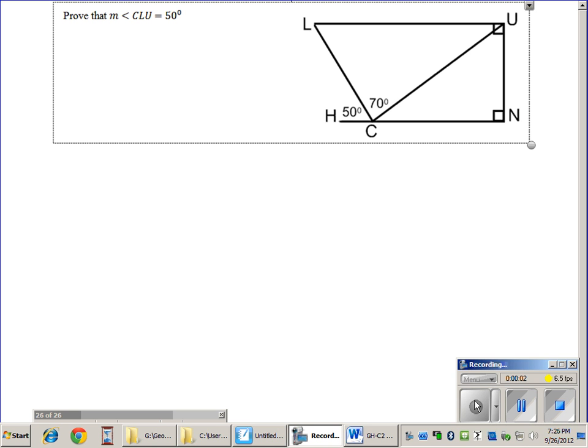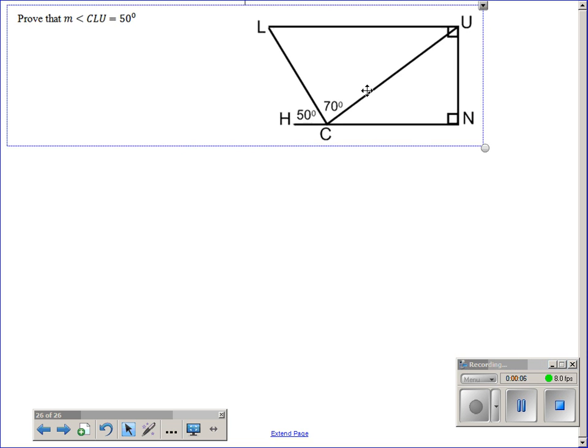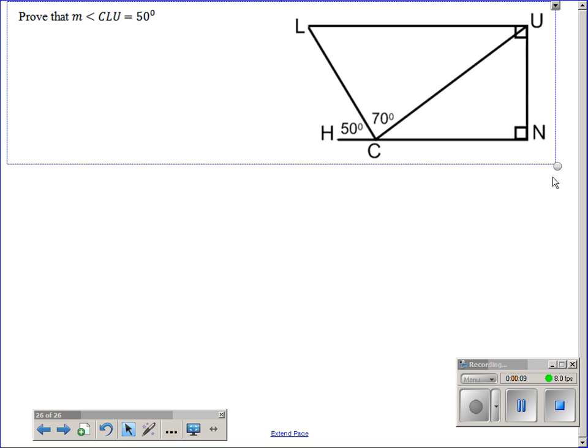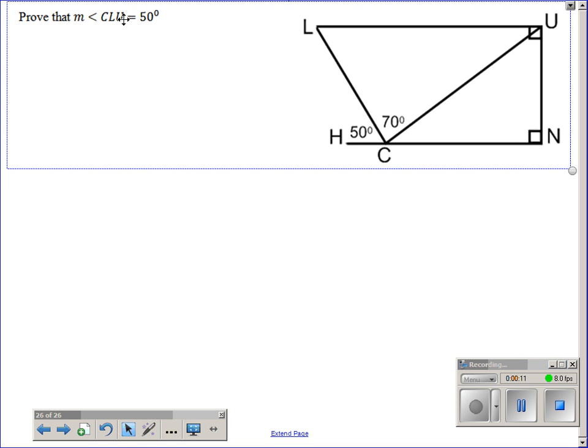Okay, proof masters. Let's get proofing. So this is the one I think ended up on pink paper. Not that it matters a lot, but just so you guys know, that's kind of where we are now. And we have to prove that the angle CLU equals 50 degrees.